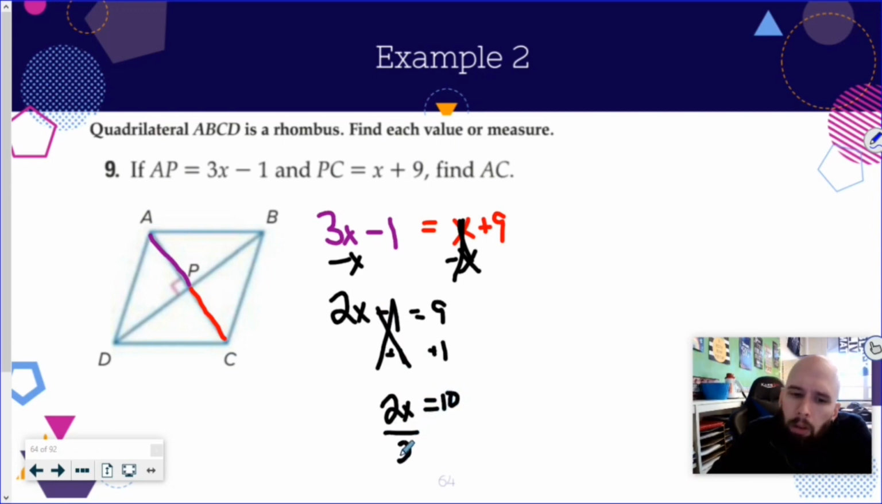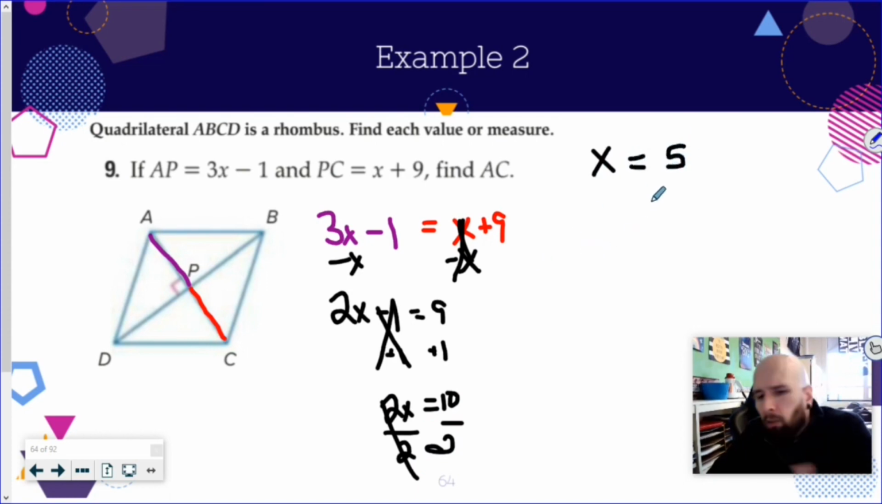Divide by 2, and x is equal to 5. Am I done? Nope! Because my job is to find AC. There's several ways that I could do that. I could find AP and multiply it by 2. I can find PC and multiply it by 2. I could find AP and PC, find out that they're exactly the same, and then add them to each other. It doesn't matter. I'm just going to choose PC because it looks easier.